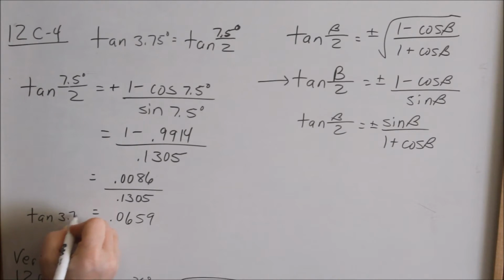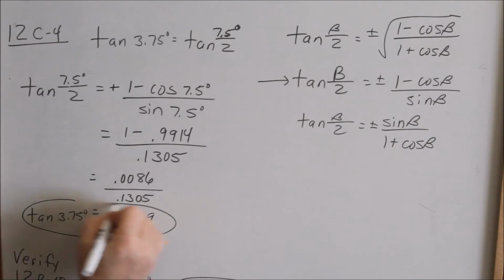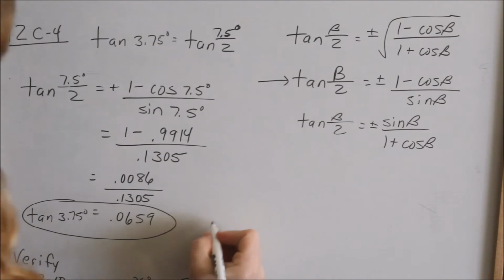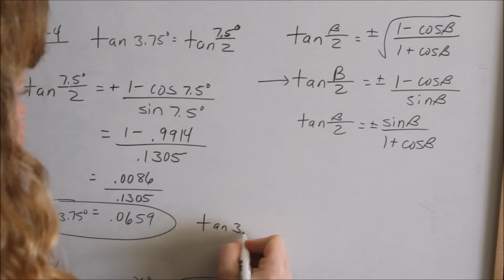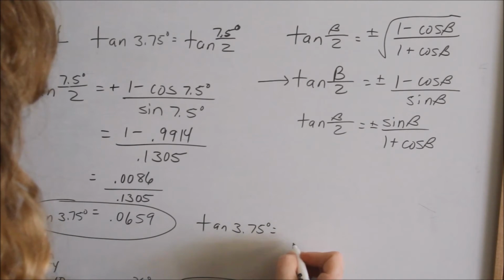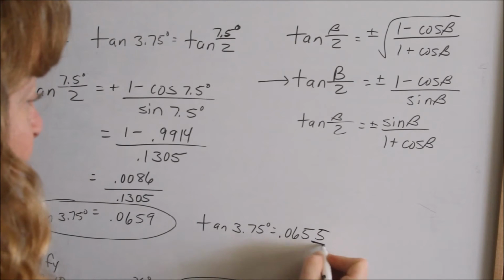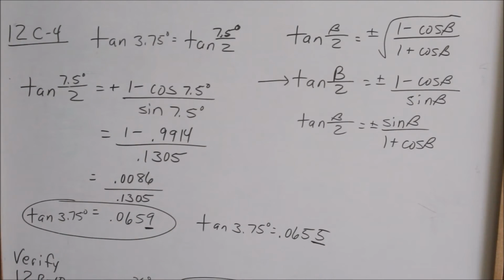tangent of 3.75 degrees. And you should be able to check this in your calculator. You should be able to put in 3.75 degrees, hit your tangent button, and you're going to get pretty close to the same thing. When I just put it in my calculator, 3.75 degrees, I got 0.0655. You can see we're off on the 4th decimal place. This is due to rounding. When I rounded to my decimal places earlier in the problem, this is off due to rounding. And that's okay.